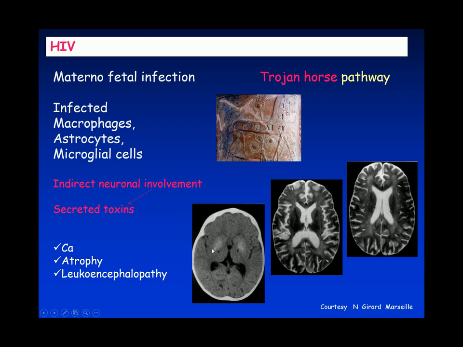You see here in the basal ganglia, hyperdense calcifications. There may be atrophy. You see, this looks like the brain of an old person, and also leukoencephalopathy. You see this high signal intensity in the white matter. This is an older child, and you should expect to have a dark myelinated white matter here, and this is not the case. So atrophy and leukoencephalopathy along with calcifications.